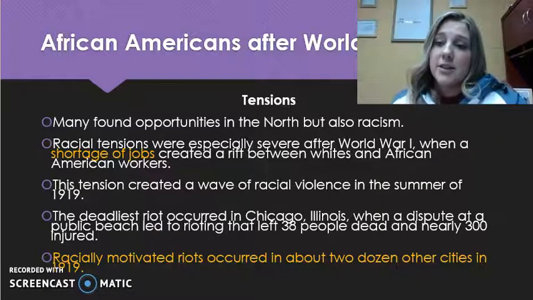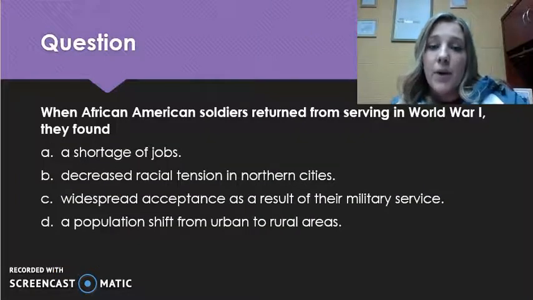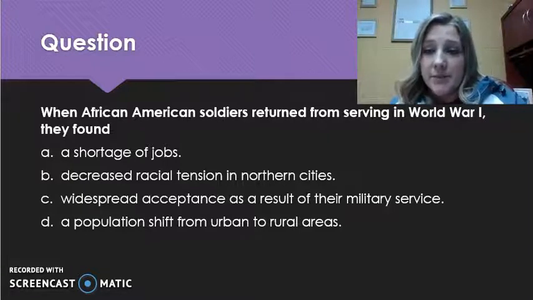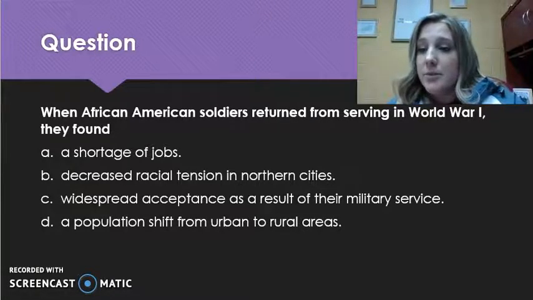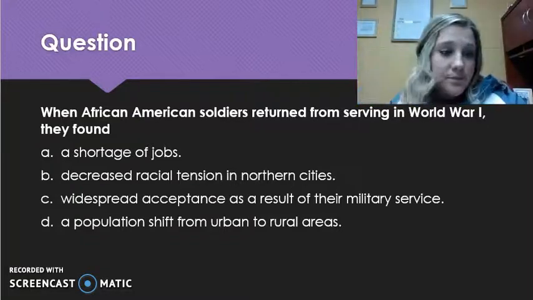Alright, so 2 things to highlight on this slide. And then I want you to flip your notes over to your next question. When African American soldiers returned from serving in World War I, what did they find? A, a shortage of jobs. B, a decreased racial tension in northern cities. C, widespread acceptance as a result of their military service. Or D, a population shift from urban to rural areas. What did they find? All you have to write is number 2, and write your answers on the back of your notes.